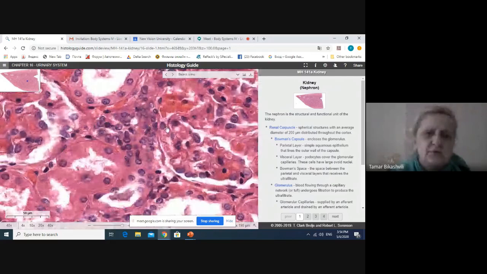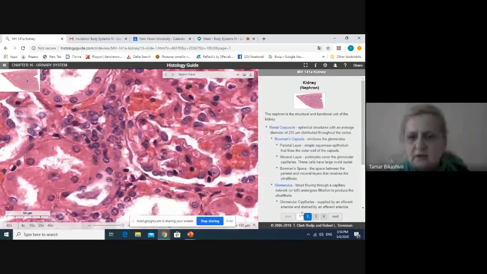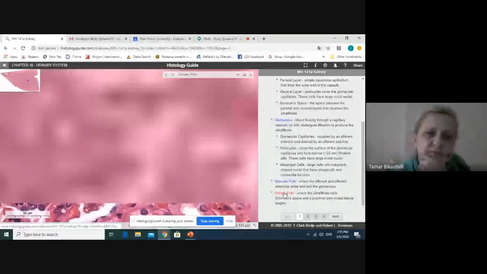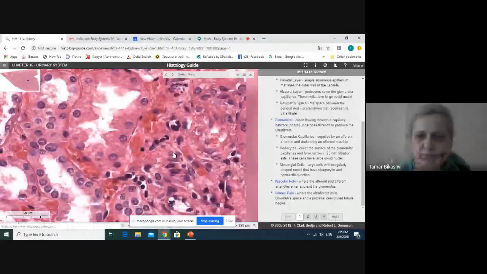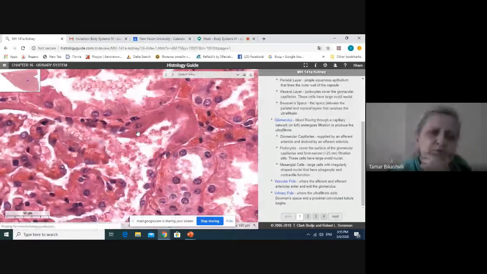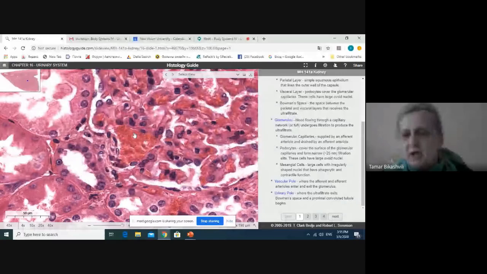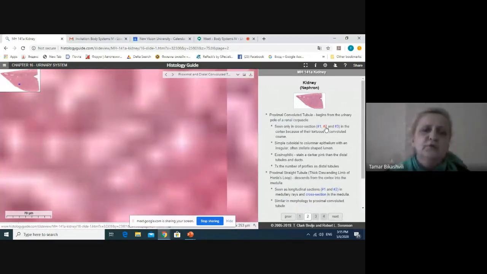And the juxtaglomerular apparatus near the vascular pole. And the urinary pole, I want to show the urinary pole. Yes, this part. Urinary pole. And opposite of this, the vascular pole. And the proximal convoluted tubule.